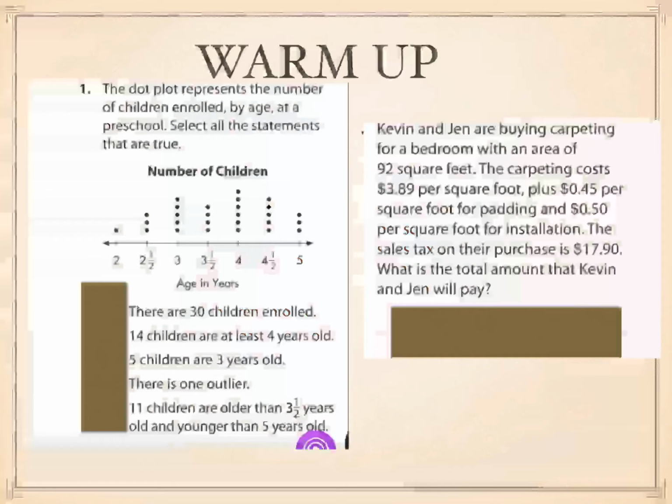The first one says the dot plot represents the number of children enrolled by age at a preschool. Select all the statements that are true. There are 3 of them. Did you select 3 of them?